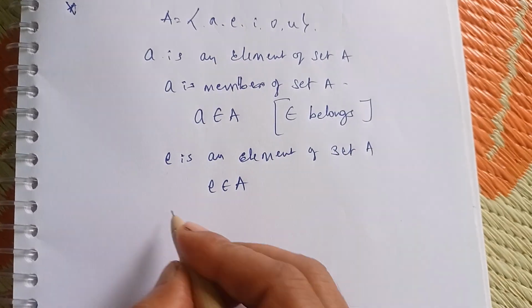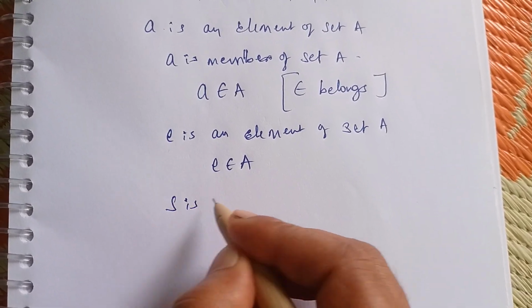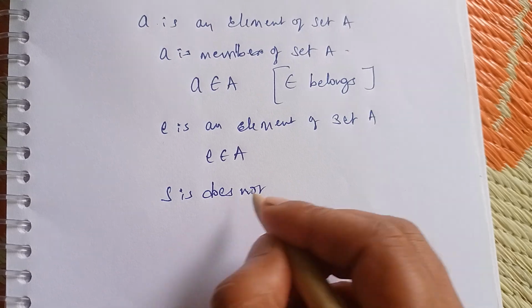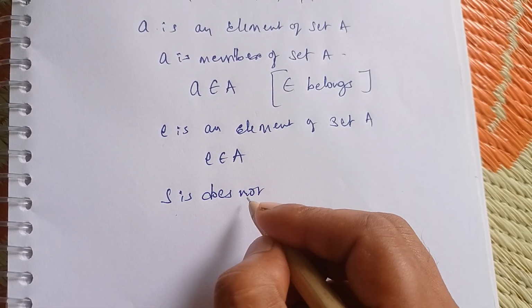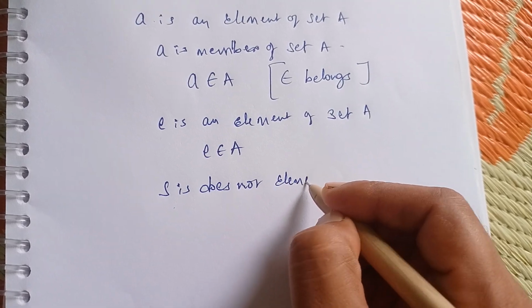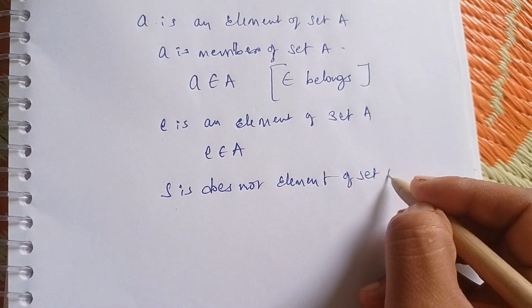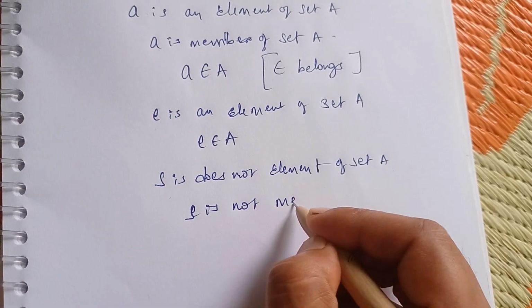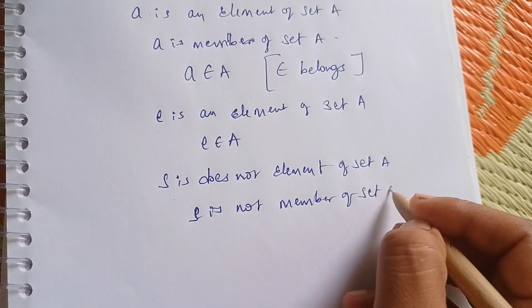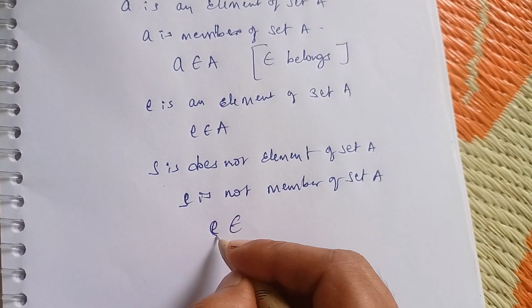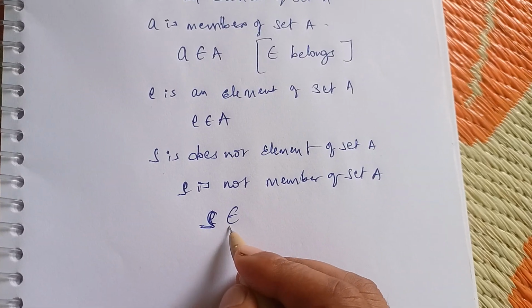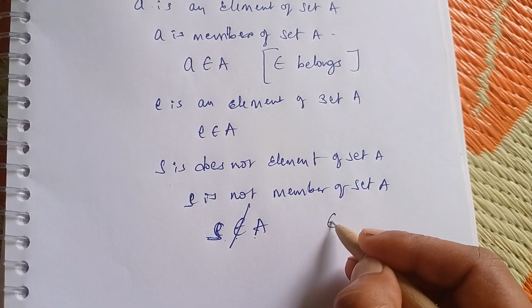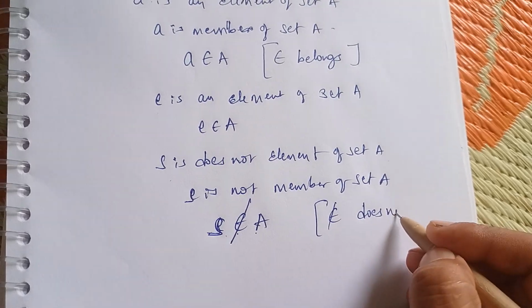Then one more, students: s does not belong to set A, or s is not an element of set A, meaning s is not a member of set A. So a belongs to, but s does not belong to, meaning s is not in A. This symbol means does not belong to.